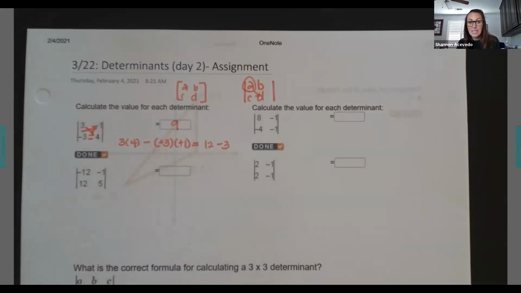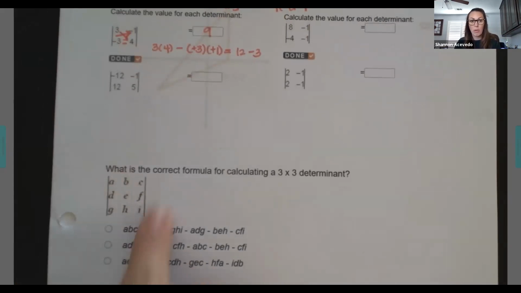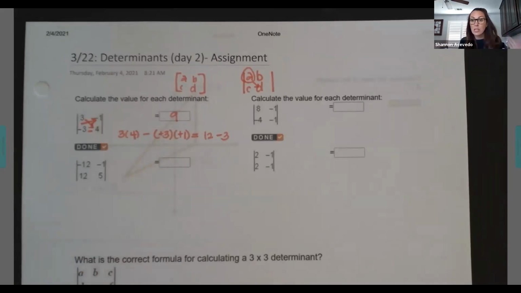So remember, to find the determinant, it has to be a square matrix. These are all 2 by 2s, a little bit different than when we get to our 3 by 3, so we'll come to that. But if it's not a square matrix and it says find the determinant, can't do. Nope, no solution, not possible, whatever it might be. So let's keep on going through.